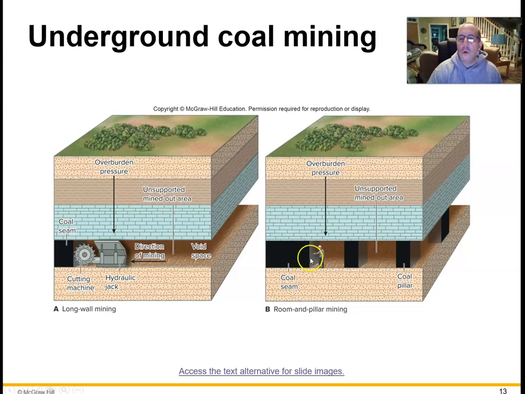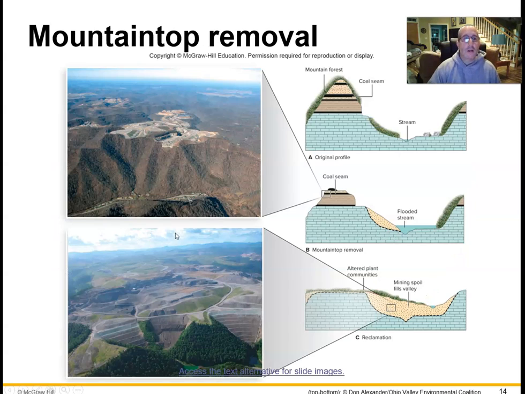Now, if they do a good mining system called room and pillar mining, they'll leave sections of stone unharmed, and that way it leaves some support for the layers above. If they go in and just take out the whole layer, of course this is going to fall in areas, and you're going to have significant subsidence in those areas. This is the example I was telling you about, mountaintop removal.